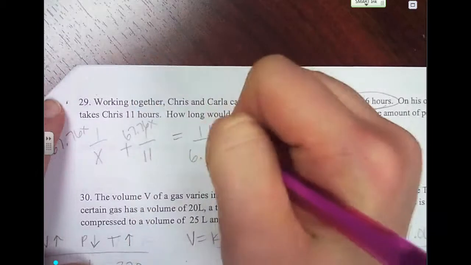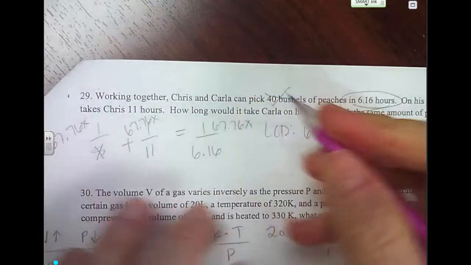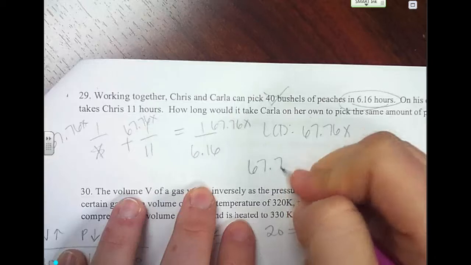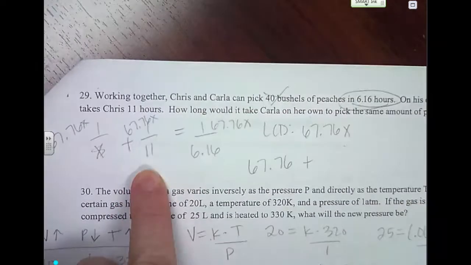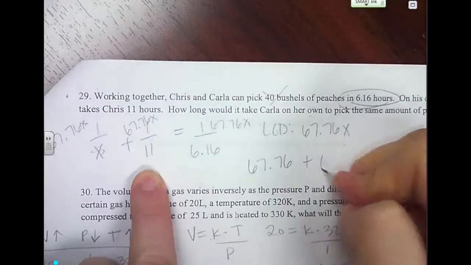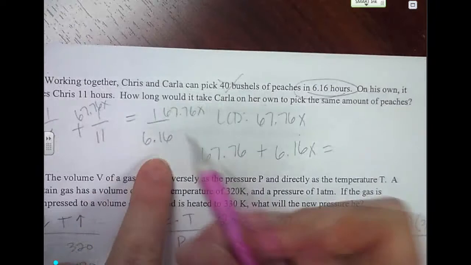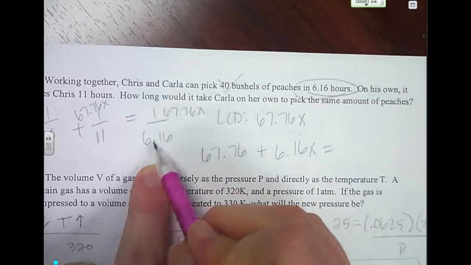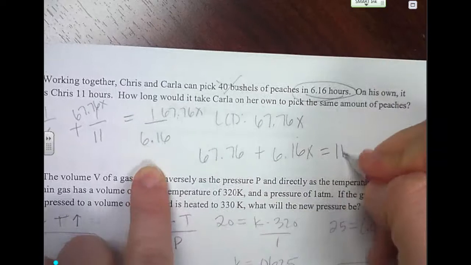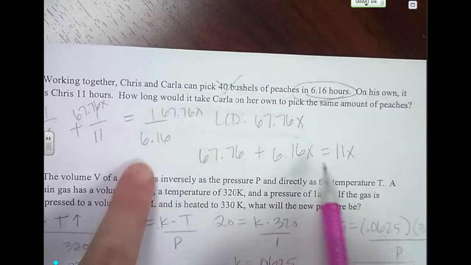67.76x, 67.76x. Okay, so here the x's cancel. I get 67.76 plus 67.76 divided by 11 will be that 6.16, and I still have the x, equals, over here when I divide 67.76 divided by 6.16, I get 11, and I still have the x. Okay, so notice it's always the opposite number that is canceling out.